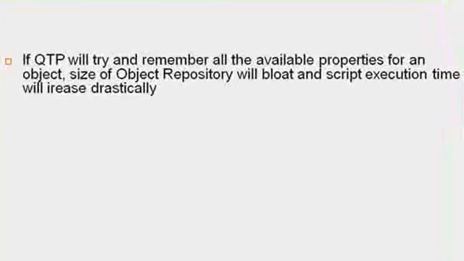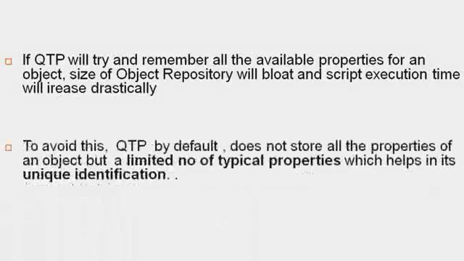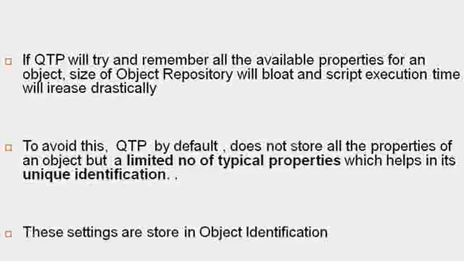If QTP tried to remember all the available properties for an object, the size of the object repository would bloat and script execution time would increase drastically. To avoid this, QTP by default does not store all the properties of an object, but a limited number of typical properties, which help in its unique identification. These settings are stored in object identification.